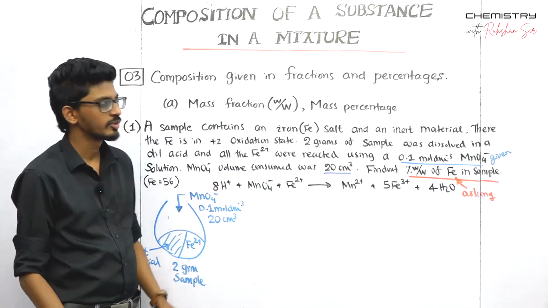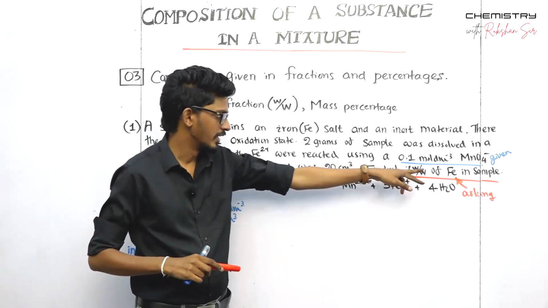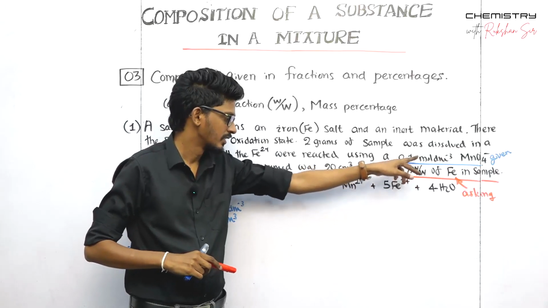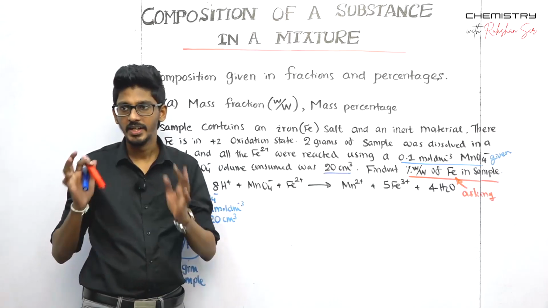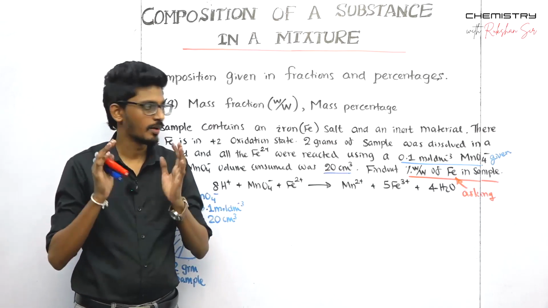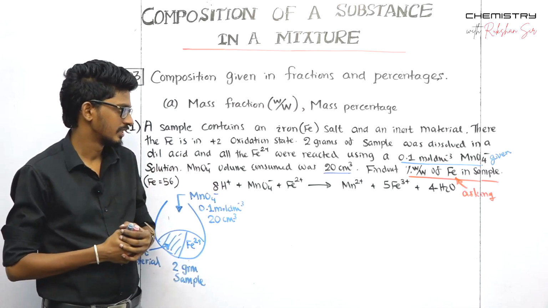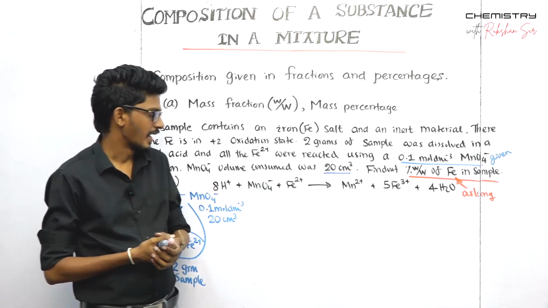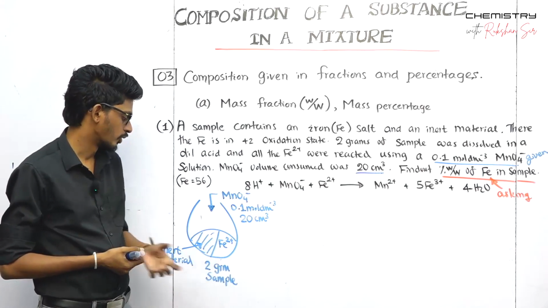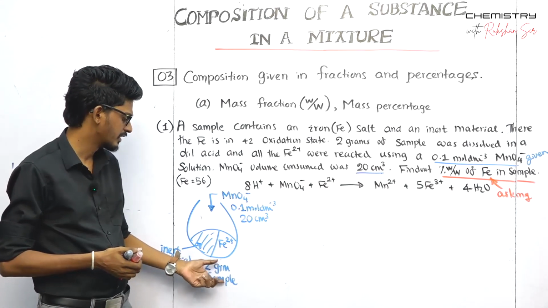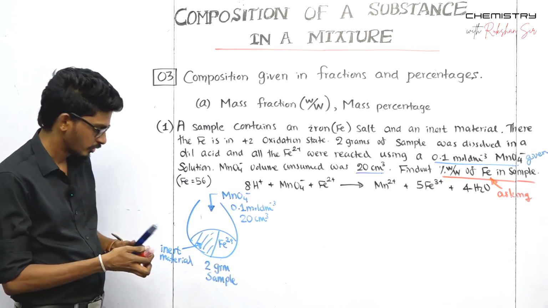And then just think of the goal. Weight percentage is the one which we need to find here. Weight percentage, what does that mean? It means you need to come up with the weight of the interested substance, and then divide it by the total weight of the sample. The total weight of the sample is given in grams.